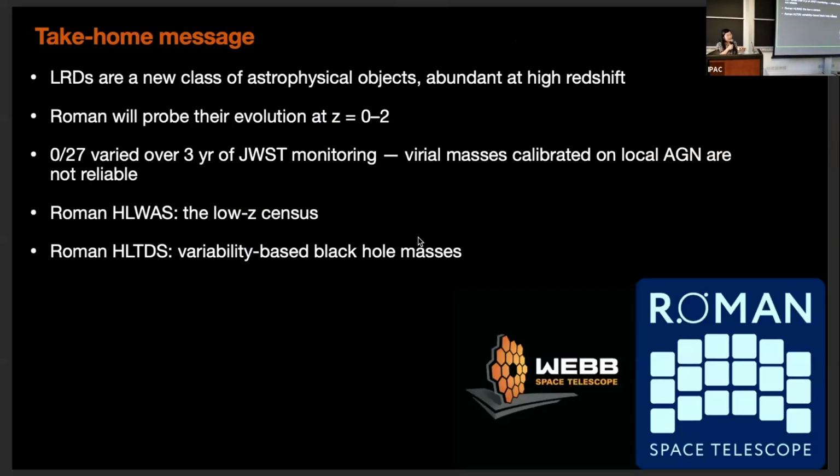Okay, so here is my summary. We know that LRD is a new class of astronomical physical objects that has been discovered by JWST, and they are abundant at high redshift. And we monitored 27 LRDs in a rest frame baseline of half a year, and we observed that none of them is showing a detectable variability. We suggested that the standard virial calibration is not applicable to this population.